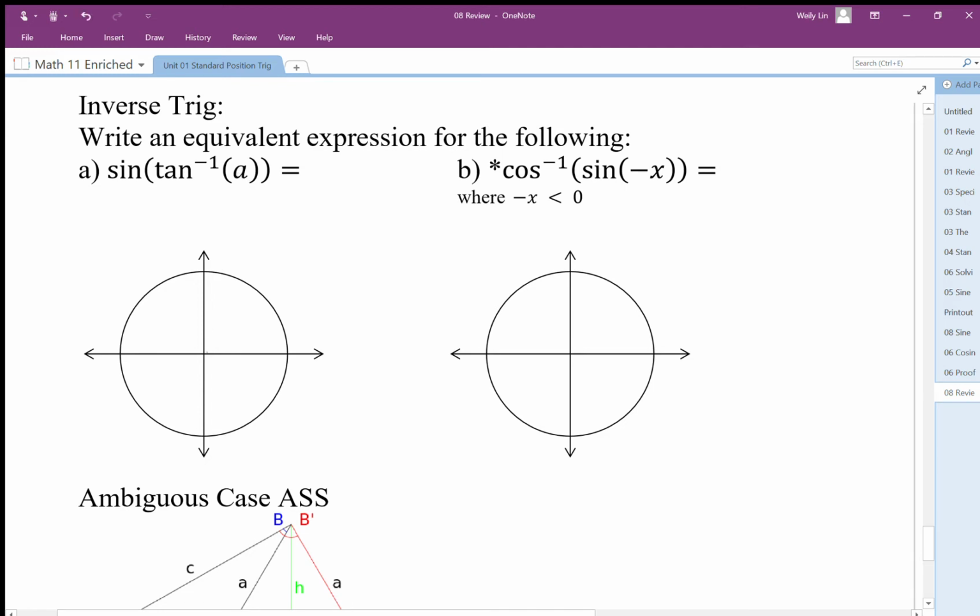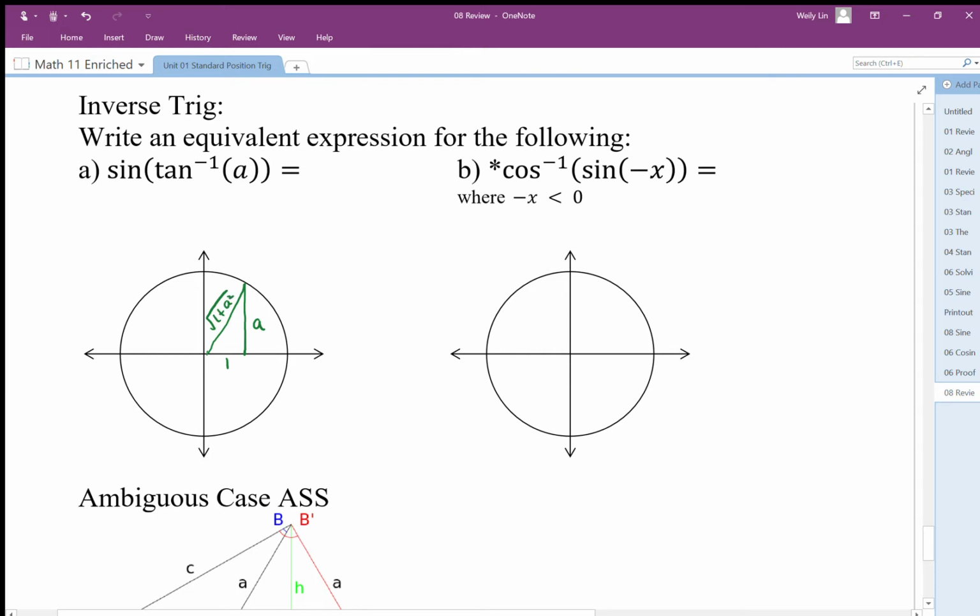So when I draw this in, I'm going to draw it in this way. Okay, so my ratio is inverse tan, as A, and my triangle now looks like this.